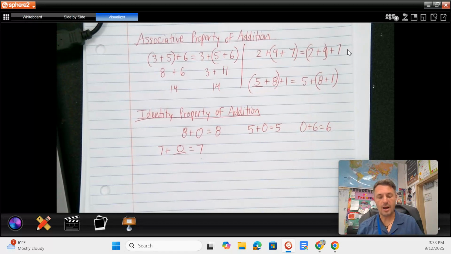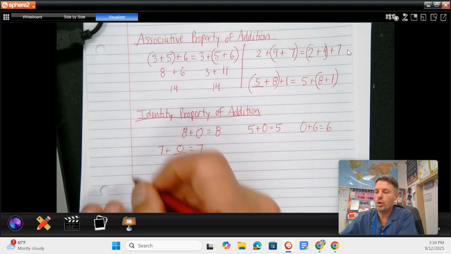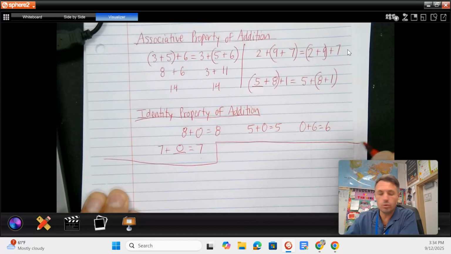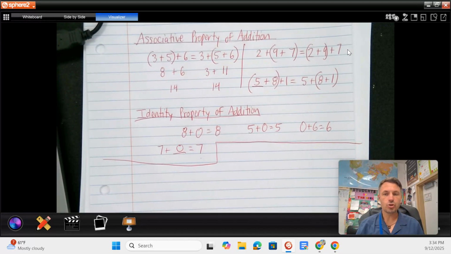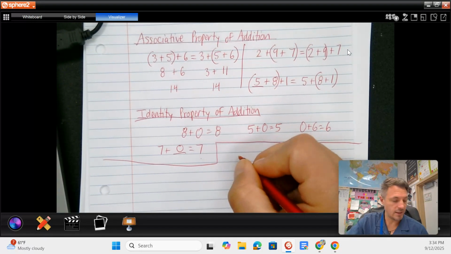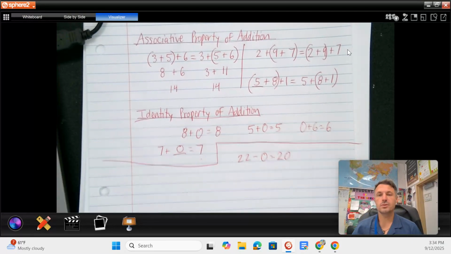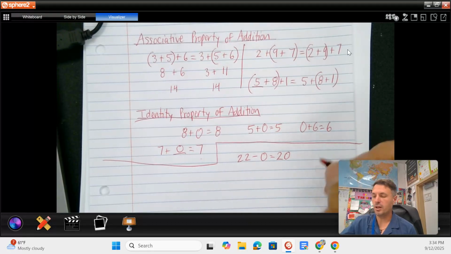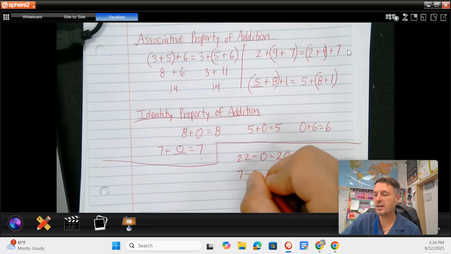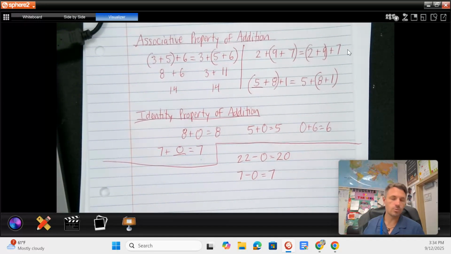Okay, so those are the properties, the 3 addition properties, and then there's also 2 subtraction rules. So the first subtraction rule is when you subtract 0 from any number, the result is the number. So like, let's say it's 22 minus 0 equals 22. That's pretty simple, right? For another example, 7 minus 0 equals 7. So when you subtract 0 from any number, the result is the number that you started with.